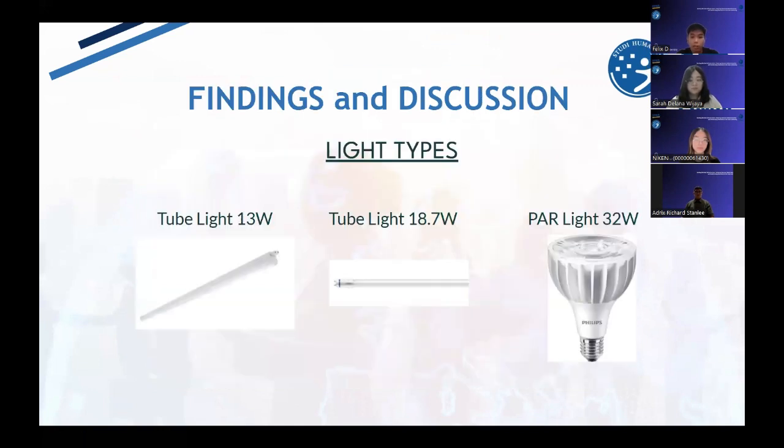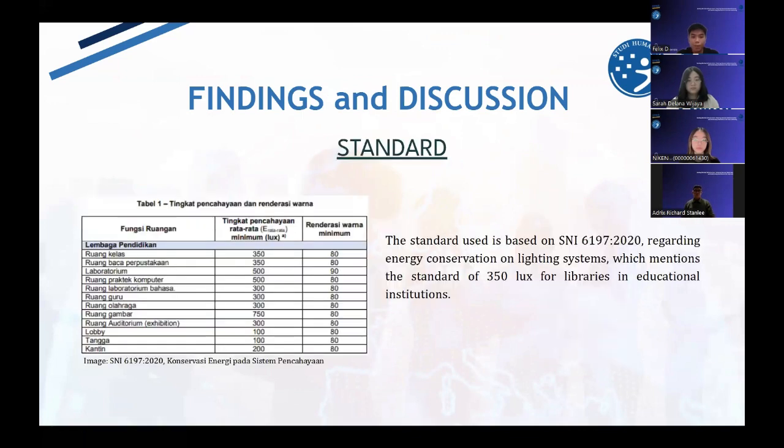These are the types of lighting system that we used in our simulation. And this is also the standard that we use. The standard used is based on SNI 6197 of the year 2020 regarding energy conservation on lighting systems, which mentions that the standard for libraries in educational institutions is 350 lux.